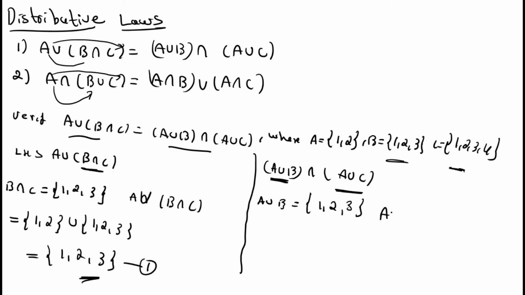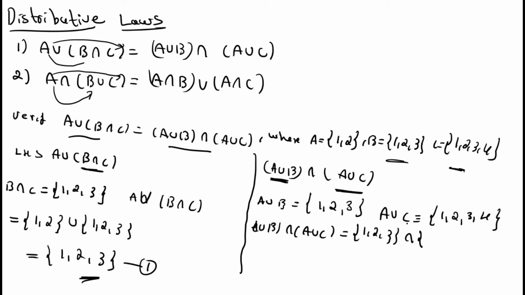Next calculate A union C. What is A? {1, 2}. C is {1, 2, 3, 4}. 1 and 2 are already written, so write 3, 4. We know, right, how to calculate union. Now combine: (A union B) intersection (A union C) is equal to {1, 2, 3} intersect with {1, 2, 3, 4}. We know, right, intersection means writing common elements. What are the common elements? Here you can see 1, 2, 3 only.